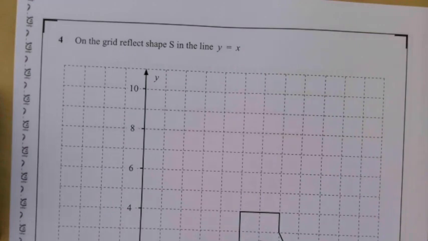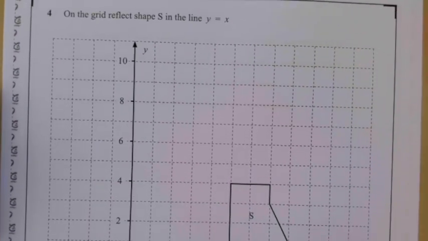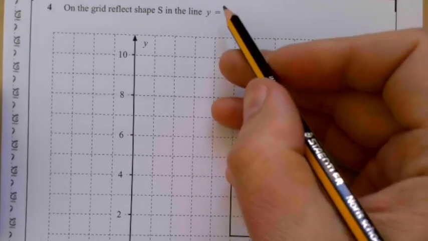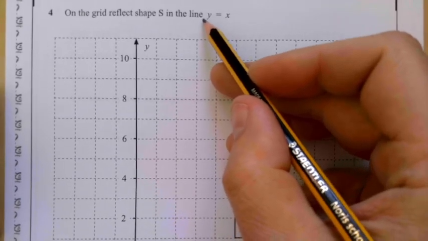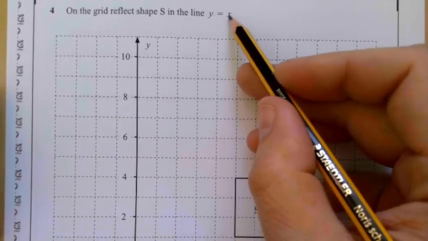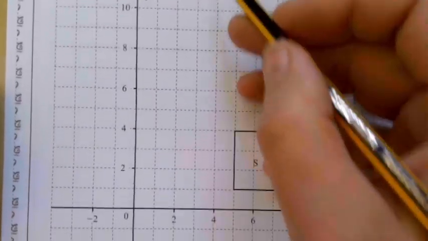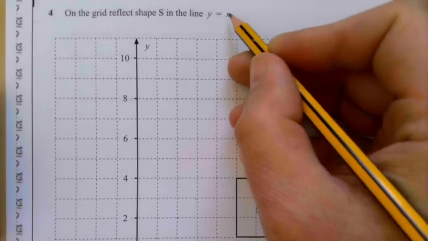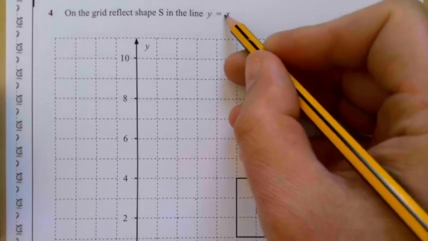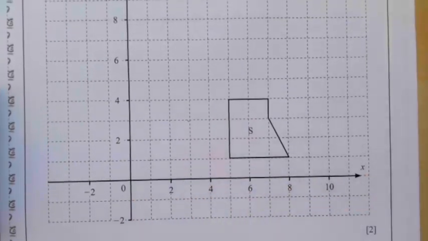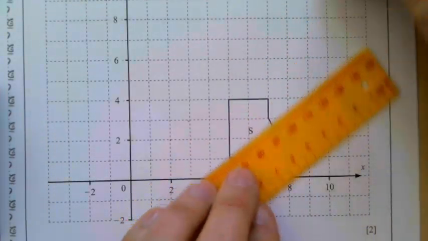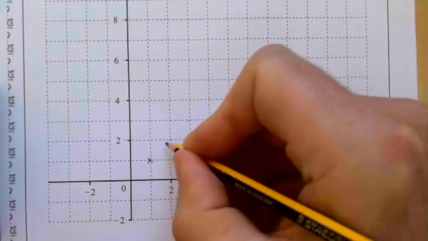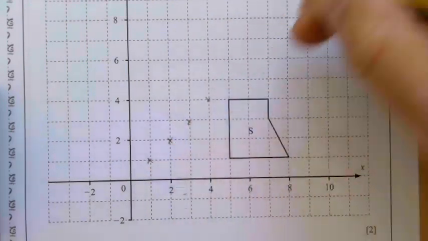Question 4. On the grid, reflect shape S in the line y equals x. This is a bit like our straight line graphs again. Y equals x, you can either think about it as the x coordinates and the y coordinates are the same. So the points 1, 1, 2, 2, 3, 3, 4, 4. Or for y equals mx plus c, the gradient's 1 and the y-intercept 0. So across 1, up 1, and so on. Either way, our line looks like this, going through here.